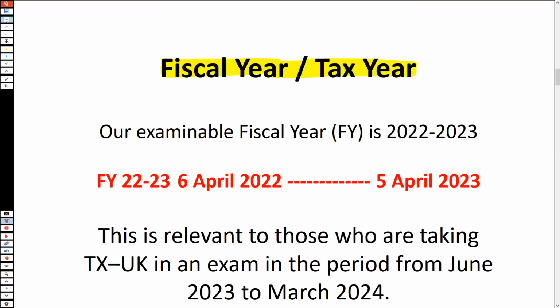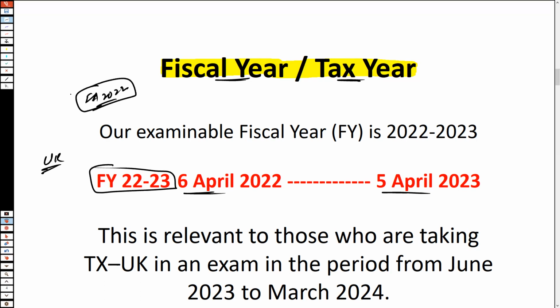Same goes with the UK. The UK fiscal year or tax year starts from 6 April and ends on 5th April next year. And under the Finance Act 2022, if we further talk about the fiscal year, the fiscal year 22-23 is relevant, which starts from 6 April 22 and will end on 5th April 23.